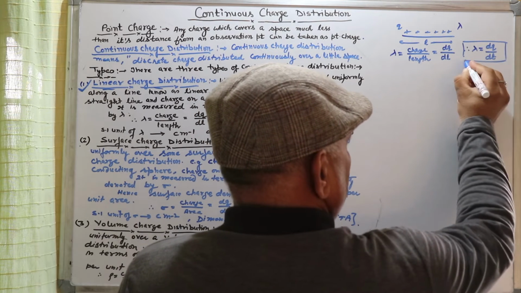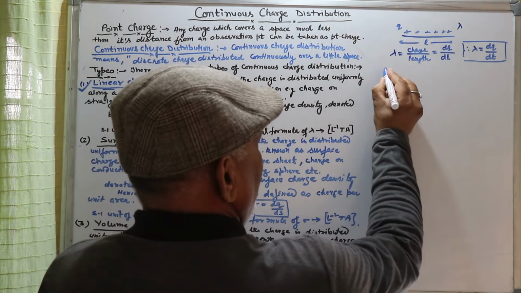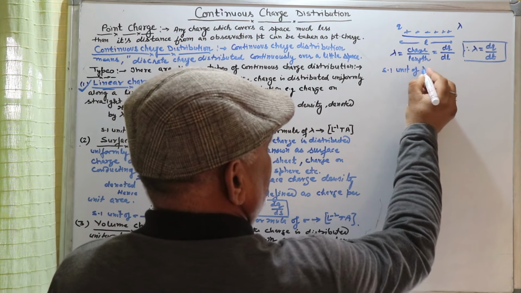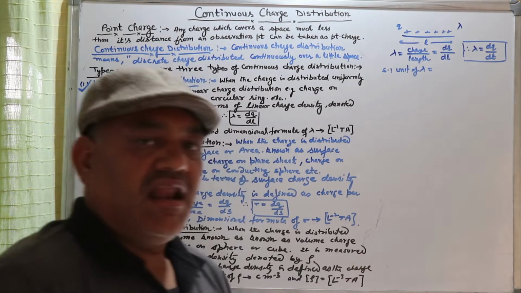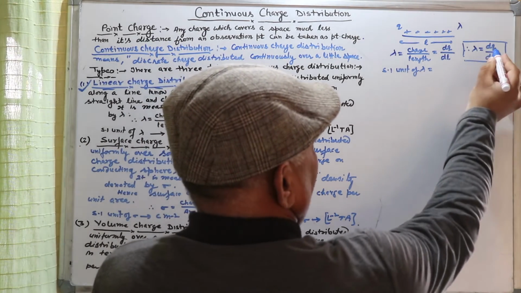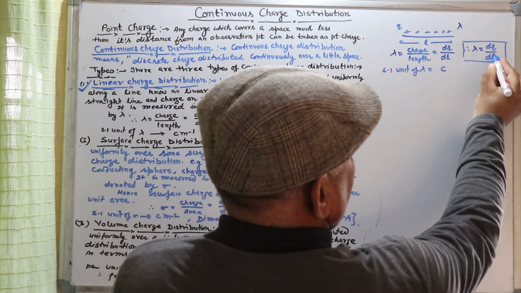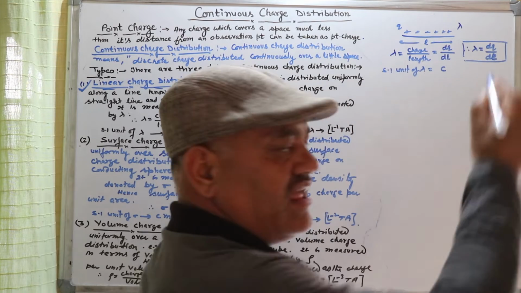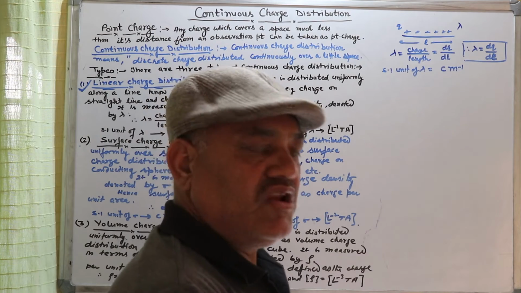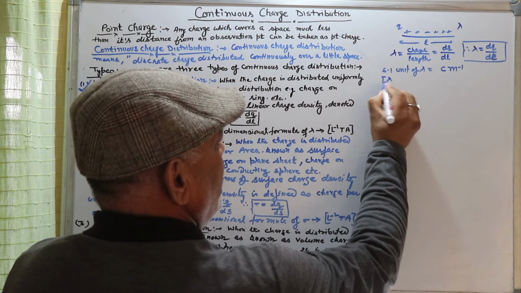Therefore, dq upon dl. Now, what is the SI unit of lambda? Lambda की SI unit क्या होती है? That is SI unit of charge, that is coulomb, and SI unit of length, that is meter inverse. Now, what is the dimensional formula? Dimensional formula of lambda.